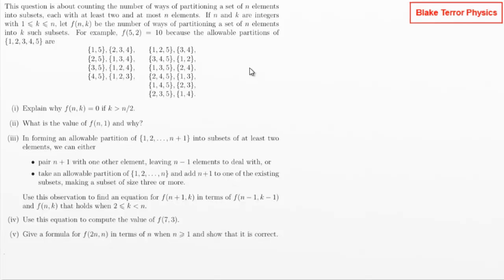Right. Oh, they're giving us an example. Right, that's good. For example, f(5)(2) equals 10 because of the allowable partitions. So we've got 5 elements, that's what the 5 is telling us, and we're putting them into 2 subsets. So how many ways can we divide these 5 numbers into 2 subsets with at least 2 elements in each subset? Right, okay. Part 1, explain why f(n,k) equals 0 if k is greater than n over 2.